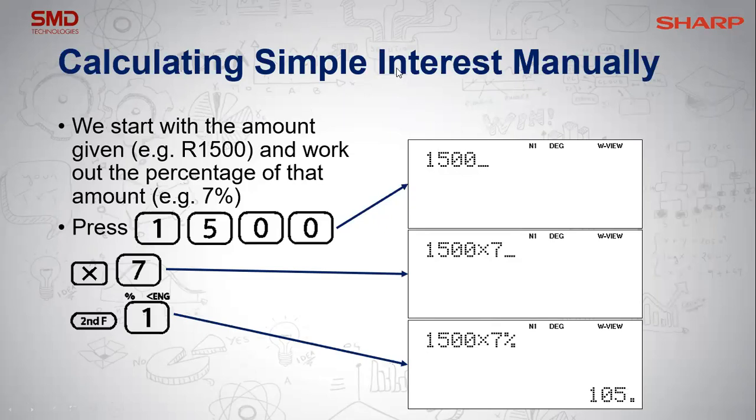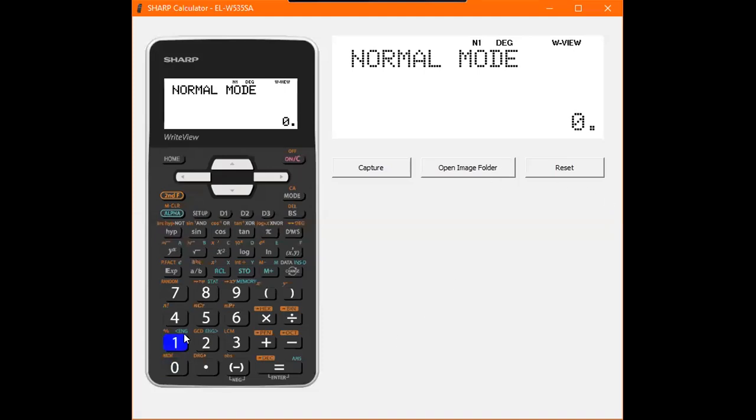Okay, so calculating simple interest manually, I just want to show you how to do this. It's very, very nice and easy. I'm just going to share my calculator with you. Let's say your initial amount is 1,500 Rand and you are adding simple interest of 7%. We can just find out what 7% is of 1,500 Rand. We know "of" means times. So it's 7, then second function and 1. The calculator automatically notes that the percentage button is an equal sign as well, so we don't have to press equal. So 7% of 1,500 Rand is 105 Rand.